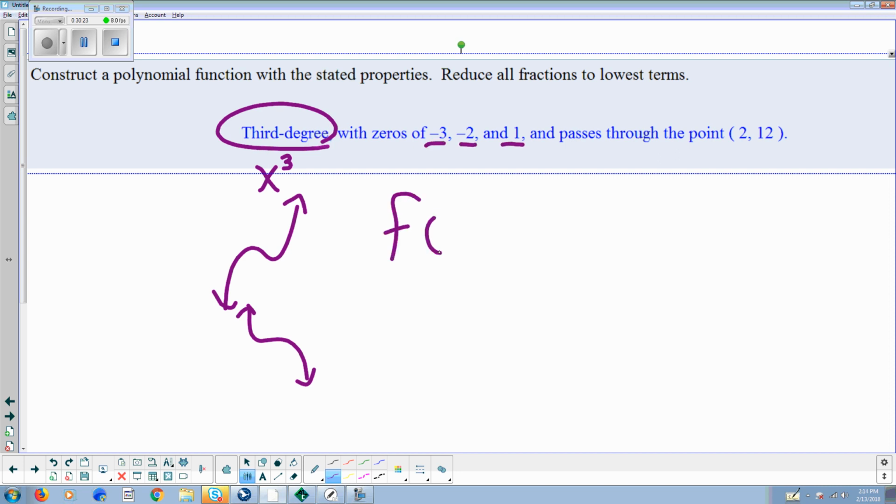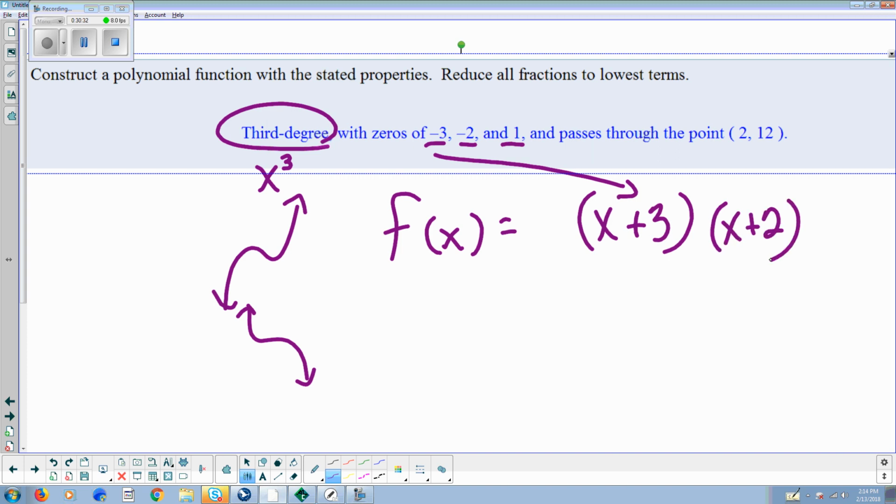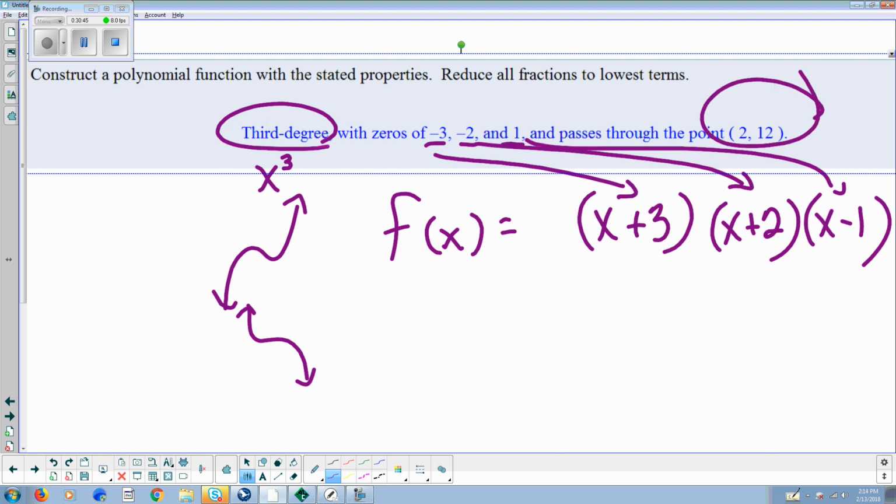So I'm going to begin. F of x equals x plus 3, notice the sign change, x plus 2, notice the sign change, and x minus 1, notice the sign change. Okay? I also could have some sort of coefficient. This one could be stretched or compressed because it gave me a specific point, (2, 12). So I'm going to say there's some number a that could be multiplied by this to make this go through the point (2, 12). All right.